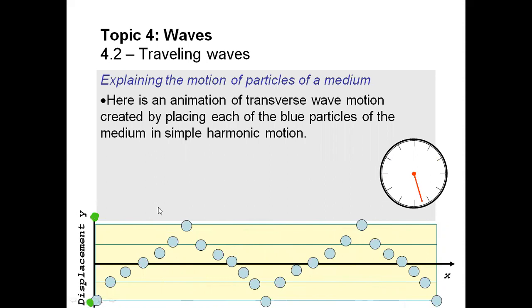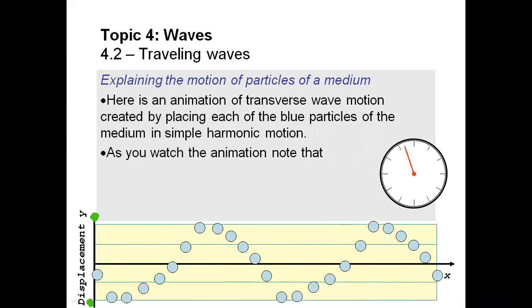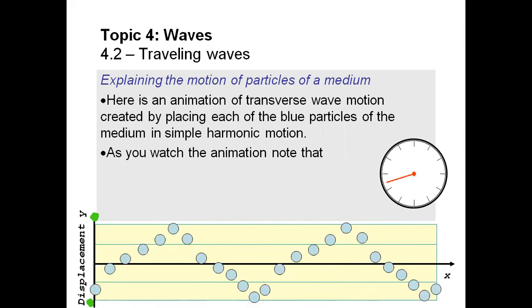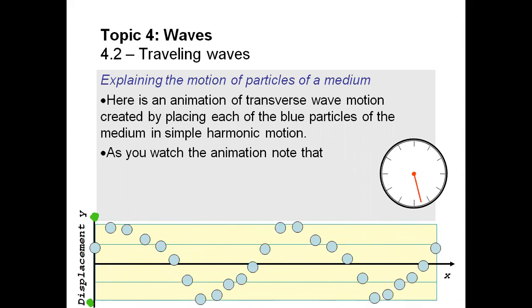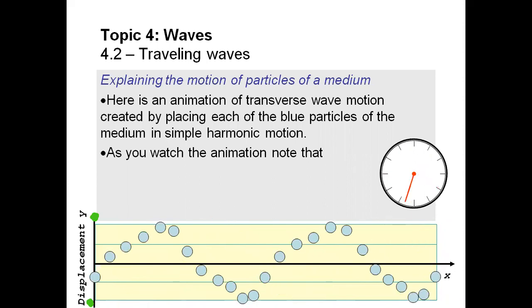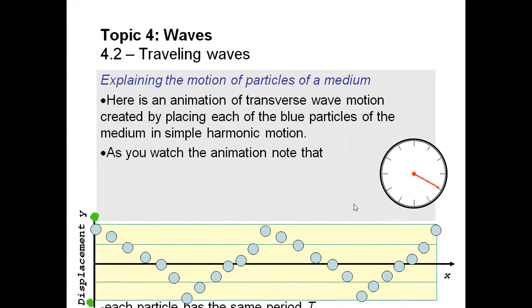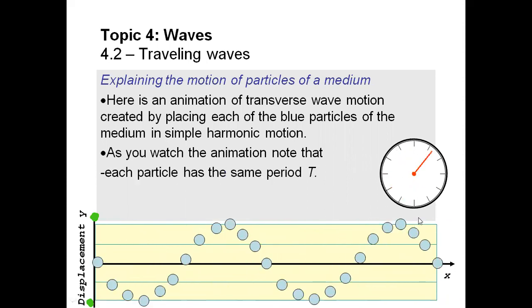So let's see again. See, all particles in the medium, this medium could be rope or spring, okay? All of them, all particles are moving up and down. The vibrations are up and down. So as you watch the animation, note that each particle has the same period. So what was the meaning of period?